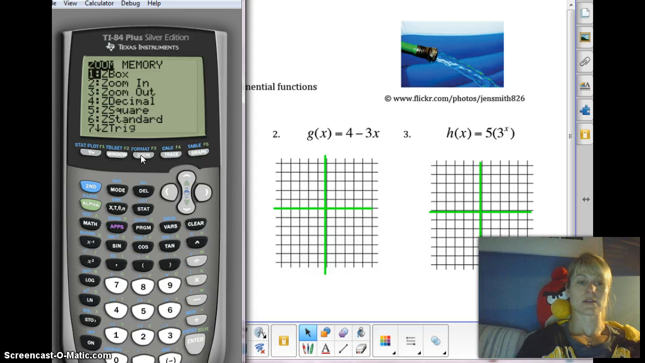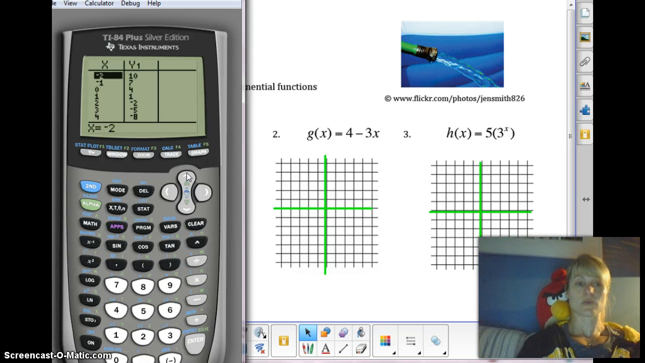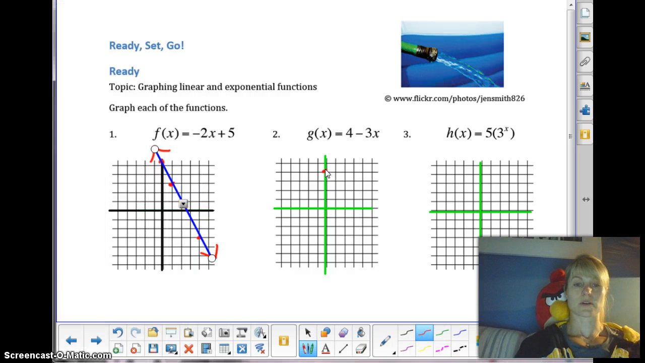Always start at zoom standard, so zoom 6. And then we see, again, it's decreasing. It's got the negative 3 there. And so we can go to our table and get in some points again. And I can go above that or below it. So we have 0, 4, 1, 1. Got all sorts of choices here. 0, 4, 1, 1, right there.